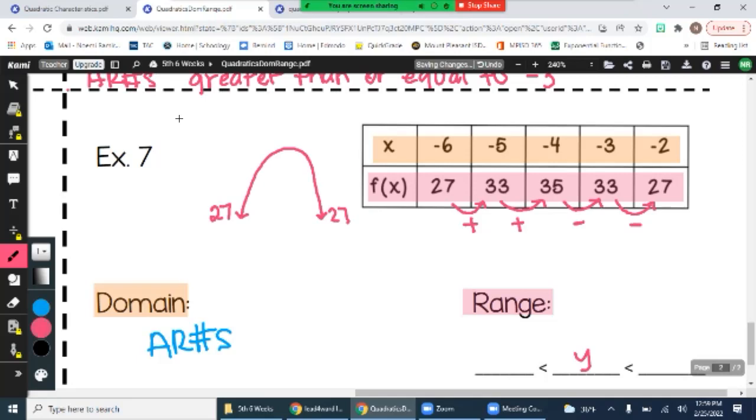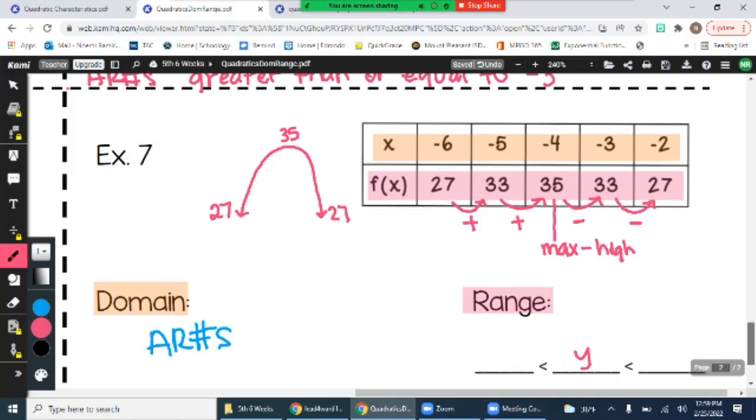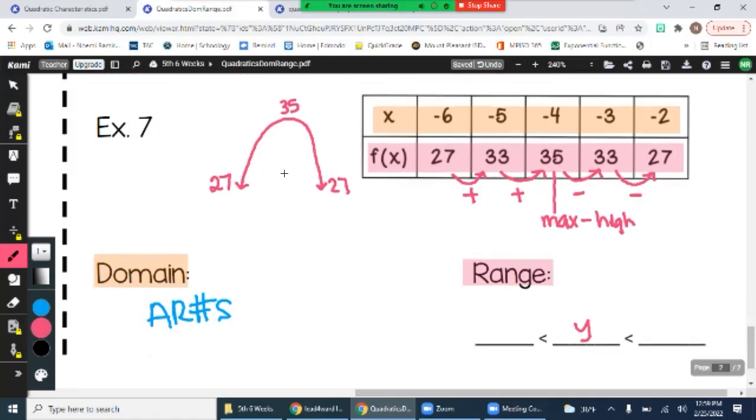But what is my turning point? The number 35. And in this case, 35 is my maximum. It's my highest point because we went up and then down. We didn't go down and then up. We went up and then down. Everybody see the difference? Okay.